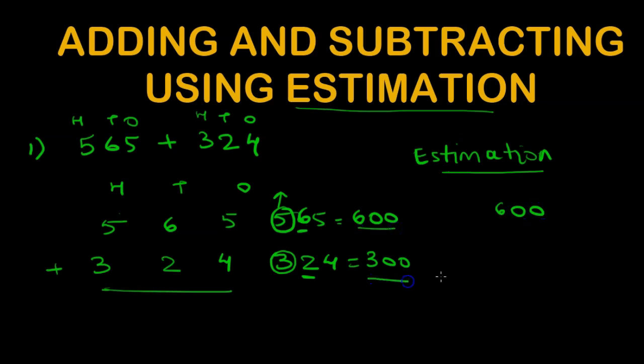I have to take their rounded forms. And then I have to place them according to their place values, hundreds, tens, and ones, and add them up like this. 3 plus 6 is 9, so 900 is my estimation addition.